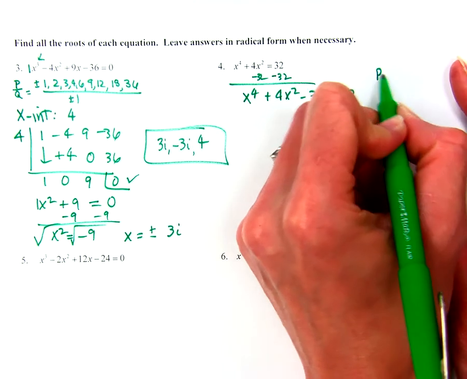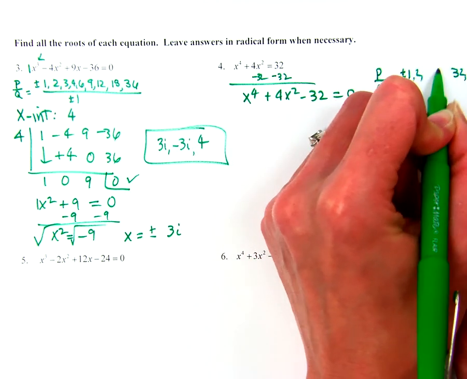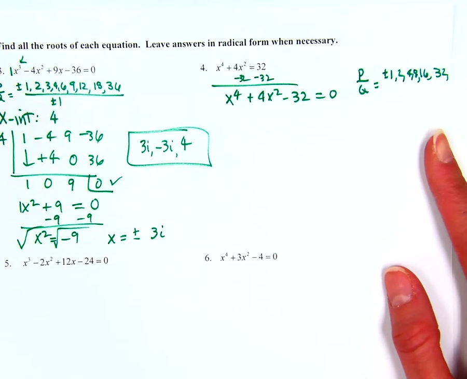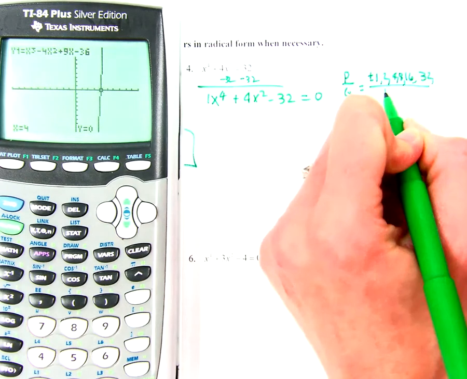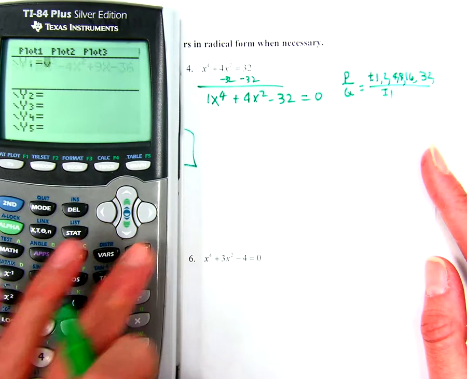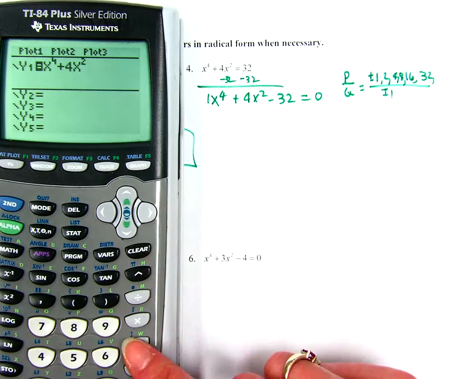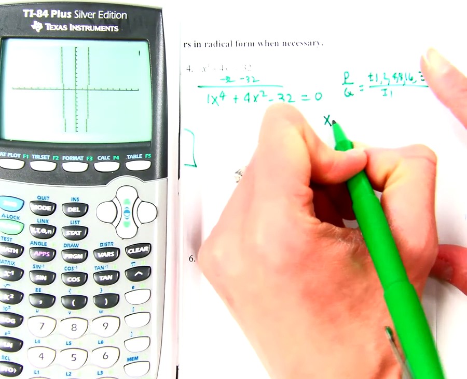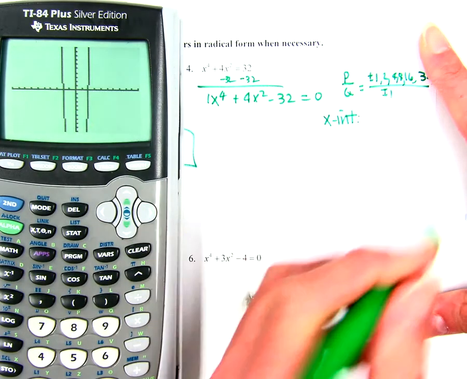All right, so my p's over q's, I'm going to make factors of 32. So we got 1 and 32, 2 and 16, 4 and 8. Factors of the lead coefficient 1 are just plus or minus 1. So I'm going to put in my new equation, x to the 4th plus 4x squared minus 32. And this time, because it's an x to the 4th, I need to find at least two x-intercepts. So if you look at your graph, it looks like negative 2 and positive 2.